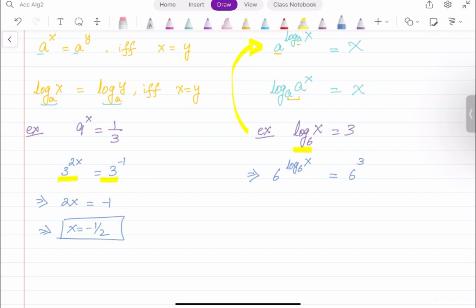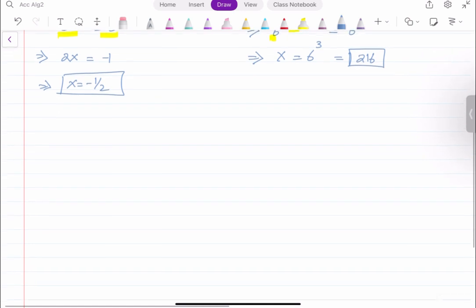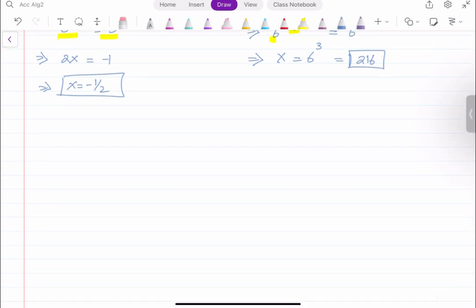So the main idea is to make the bases the same. Now, using the inverse property, 6 and log base 6, both of them have the same base. I don't need them. I can just say x is equal to 6 to the power of 3, and from there, you can simplify it. So these properties of one-to-one and inverse, you can use in many different ways. Let's take another example. In this video, we will talk about a bunch of examples because many questions are written in a different way.